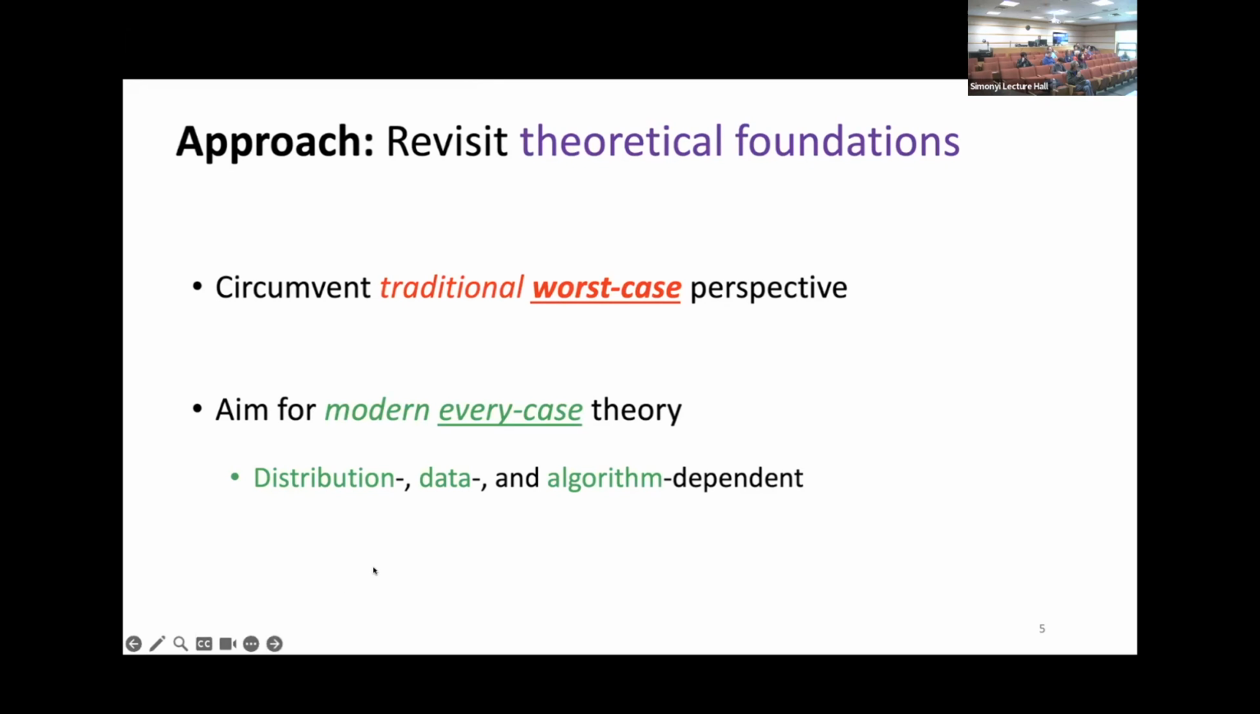What do you mean by every case? Every case includes also worst case, right? We will see examples of what I mean by that. But in general, it means that the way you analyze, let's say, an algorithm will not be with respect to its worst case input. This is just as an illustration, but rather something a bit more. But we will see this soon.